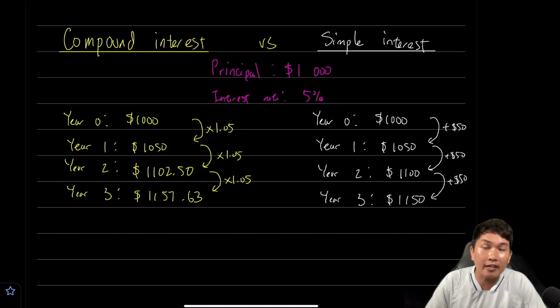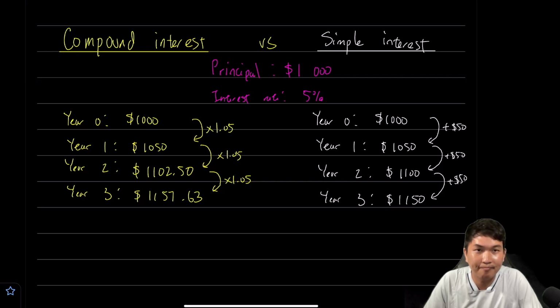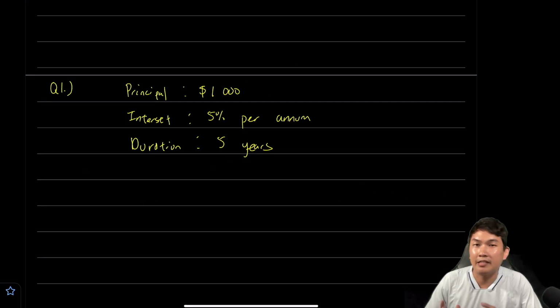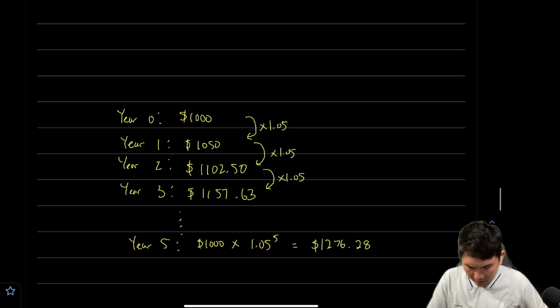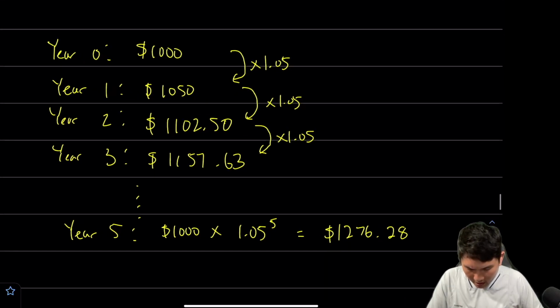So now let's take a look at an example of a compound interest question. Say we invest $1,000 and this investment gives us 5% per annum, which means that you get an additional 5% at the end of every year. If you do this for 5 years, what do you expect to be the amount of money in your account after 5 years? Very simply, it's quite similar to what we had earlier on.